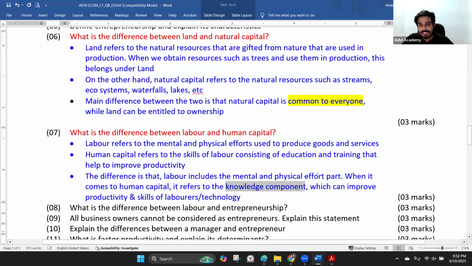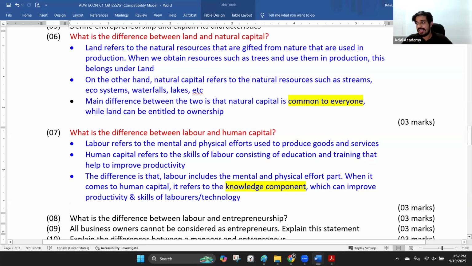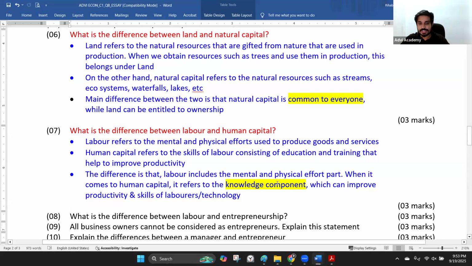So here, the knowledge component has to be talked about. There, the common component, the common part, has to be talked about. That is where we will give marks. So stop using the rote-learning method and learn things properly. Then only can you tackle these kinds of questions that come.